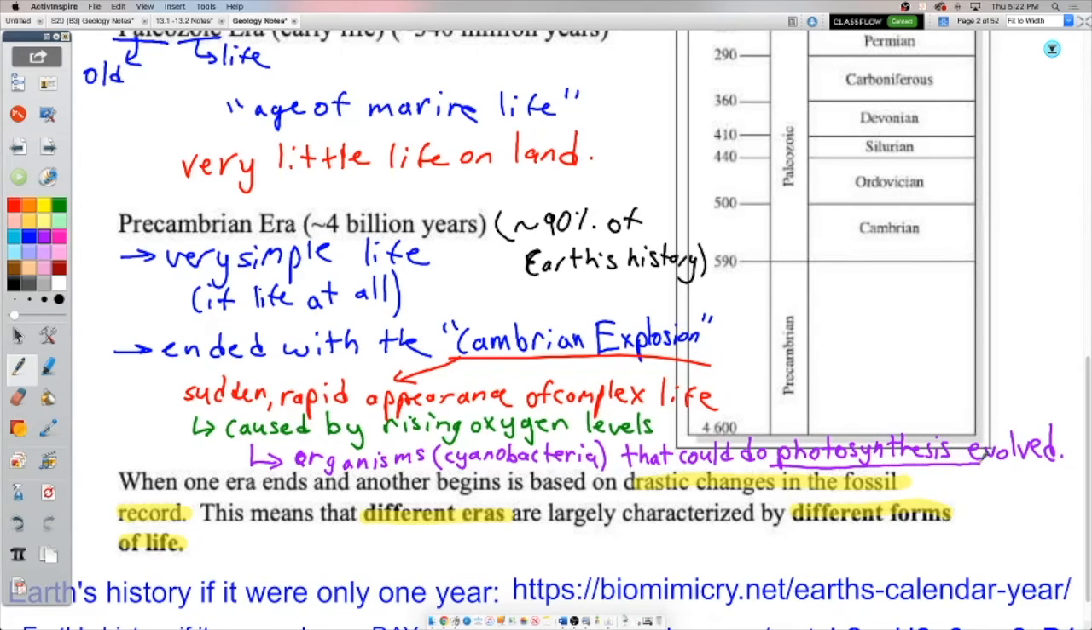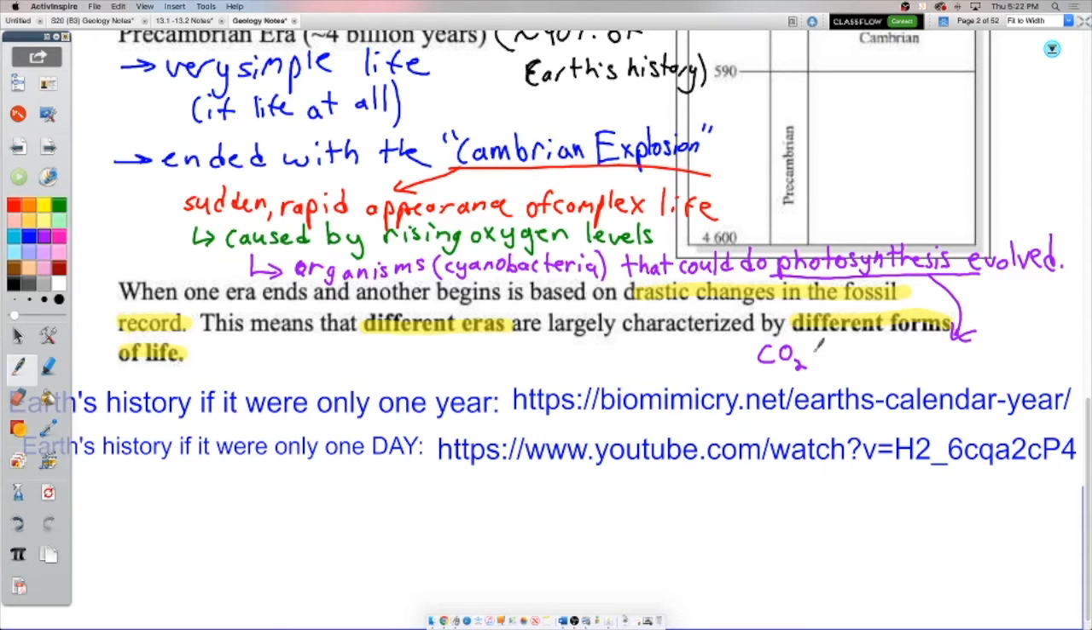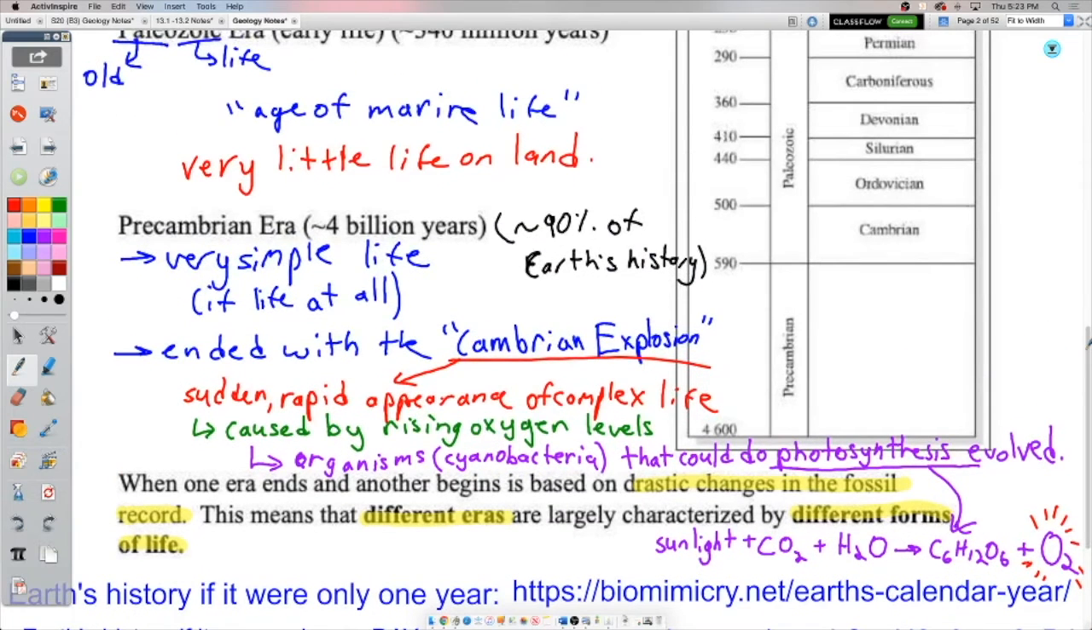So you might remember from Science 10, how do you do photosynthesis? You take sunlight, you take carbon dioxide, and you take water. And what do you make? You make sugar for you to eat, glucose. Okay, great. But what's the other thing? Oxygen. And so when bacteria started to evolve that could do this, they started to greatly increase the levels of oxygen in the atmosphere. That led to more complex life being able to be supported, right? Boom, takes off.